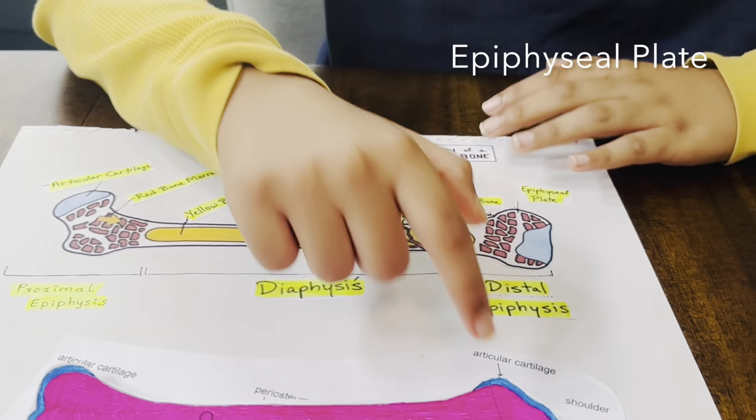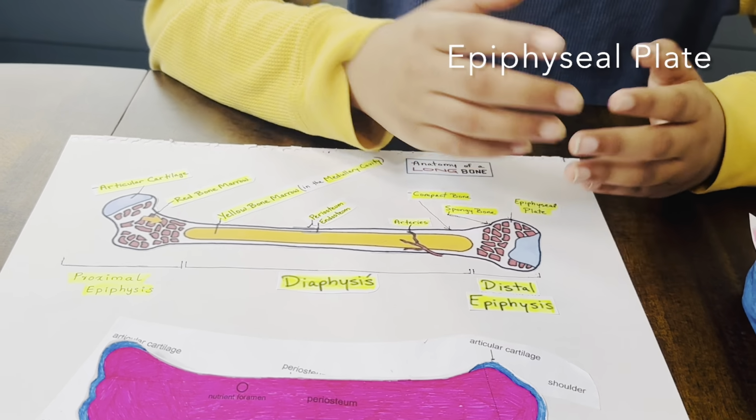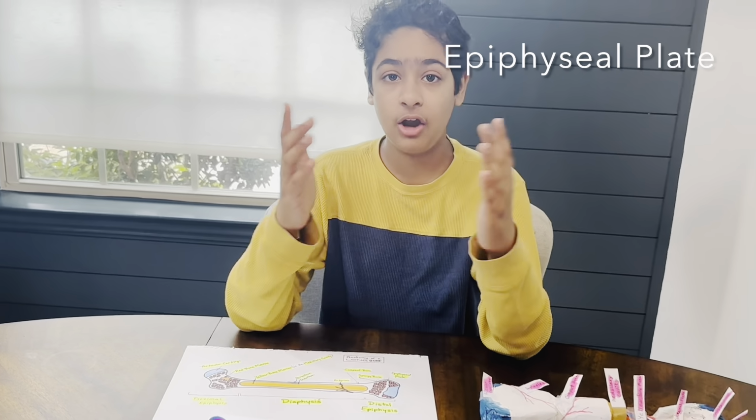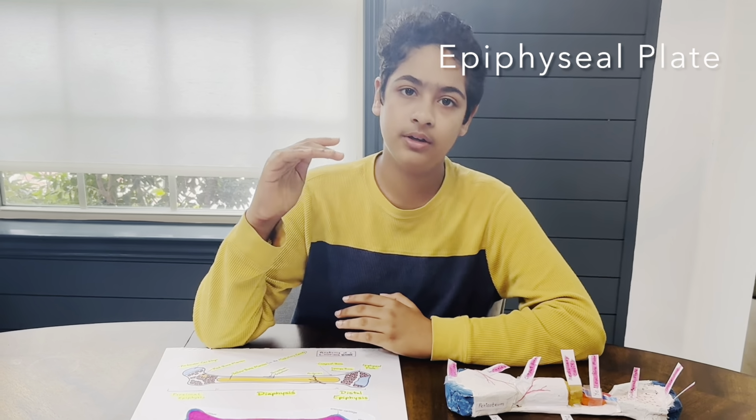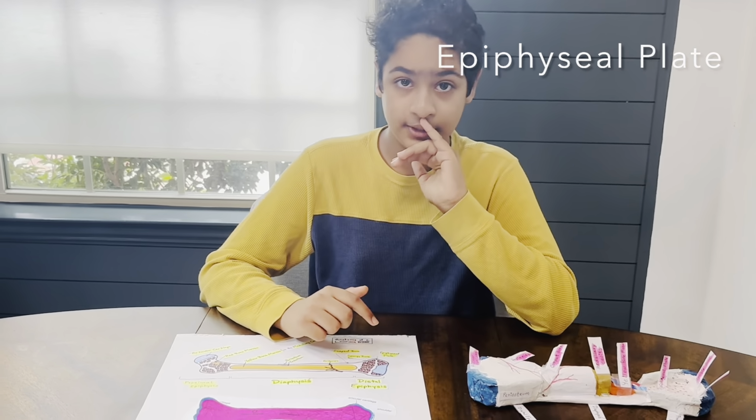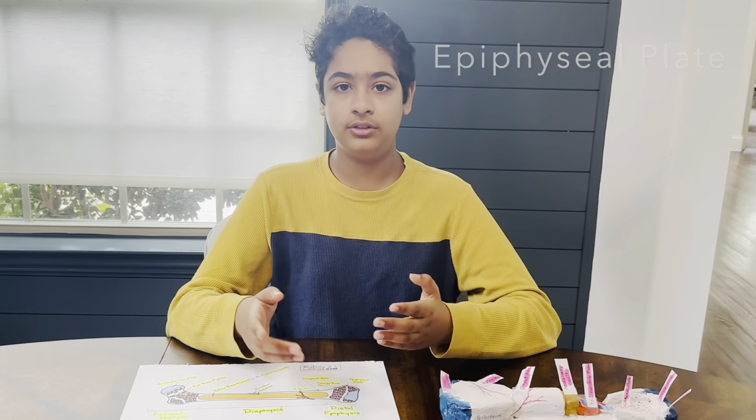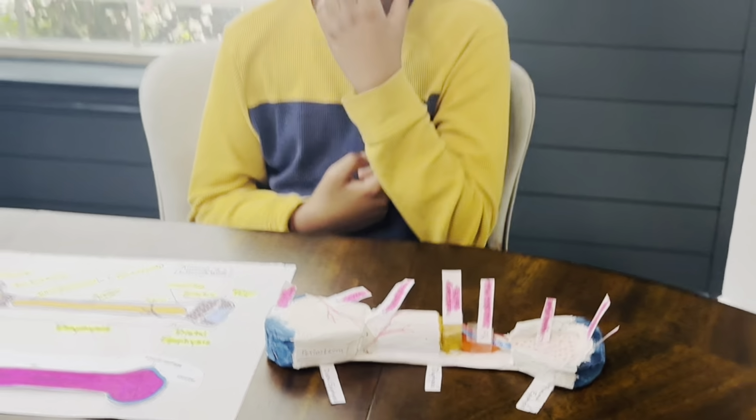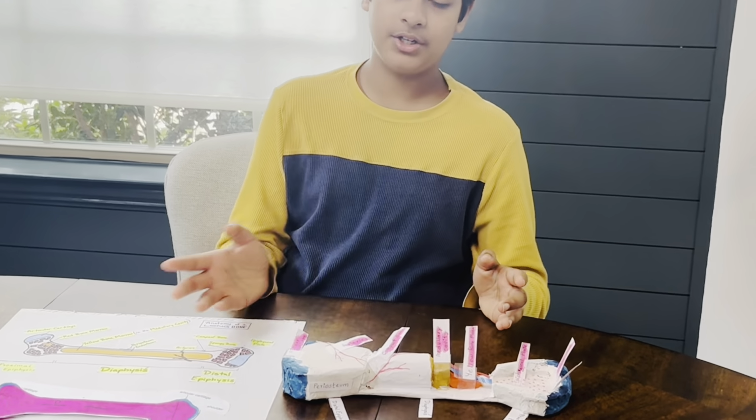Now, something that was not shown here, but shown here, is the epiphyseal plate. The epiphyseal plate is like a guidance. It allows doctors to see how much you're growing. The wider the epiphyseal plate moves, the more you're growing. Doctors can tell when you stop growing when the epiphyseal plate starts to fade away and turns into the epiphyseal line.